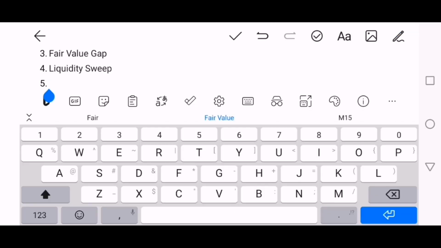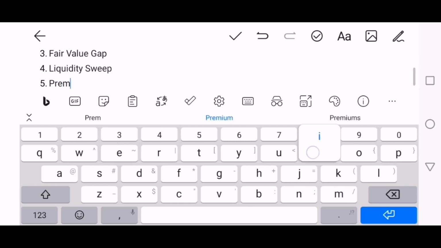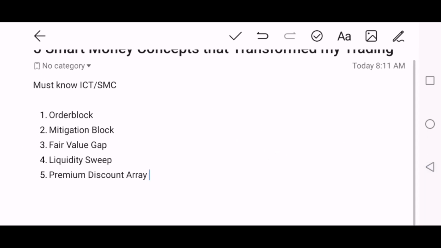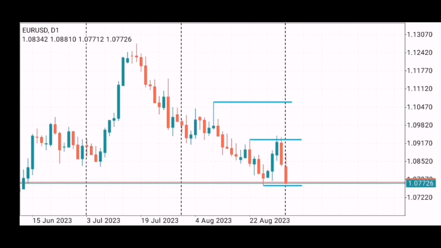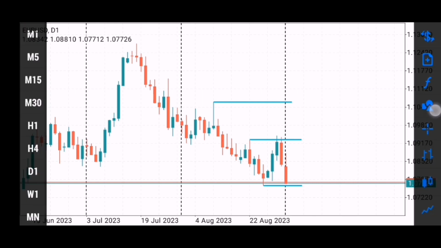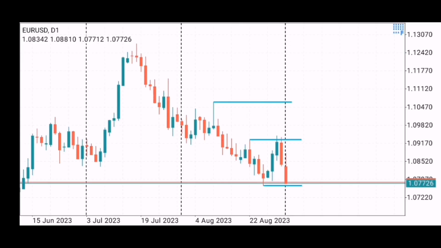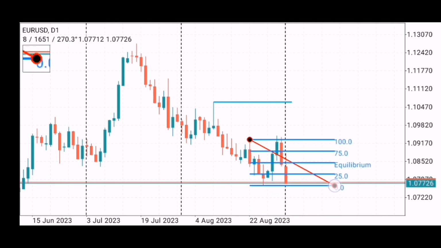Last but certainly not least on our list, we have what we call a PD array, premium discount array. And let's have a look at how we would understand these concepts on the chart. Okay, now we are on Euro USD, and this is how this concept would look like. Let me pull out a Fibonacci.